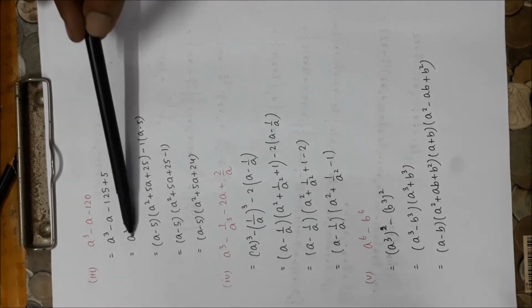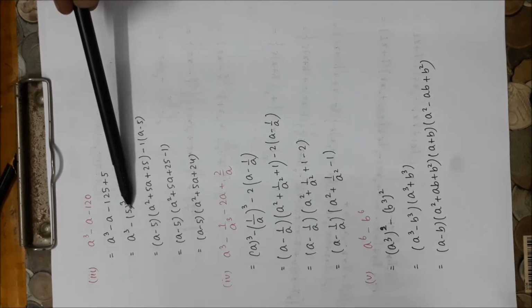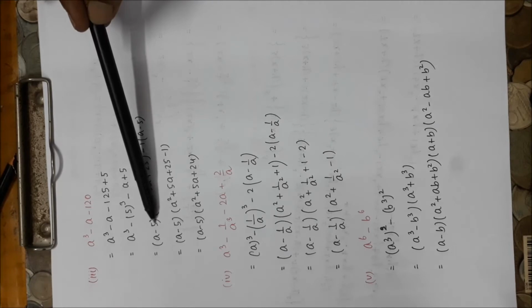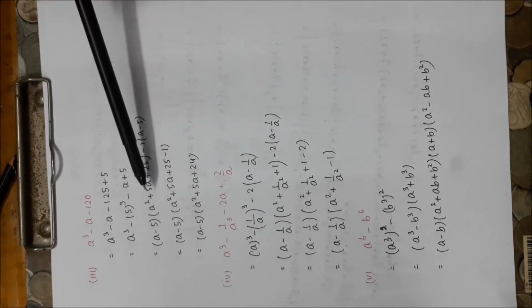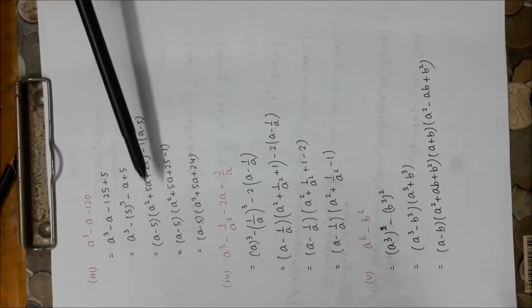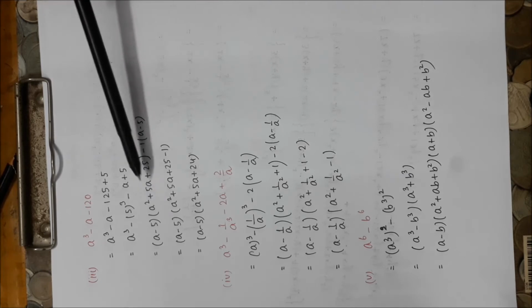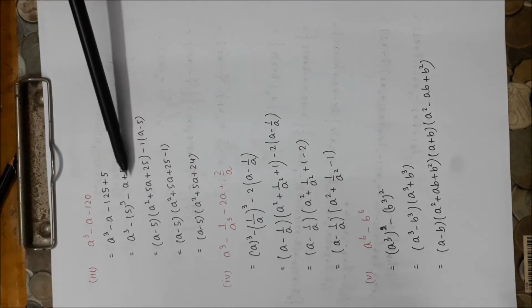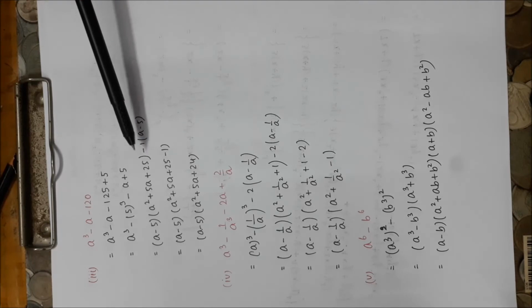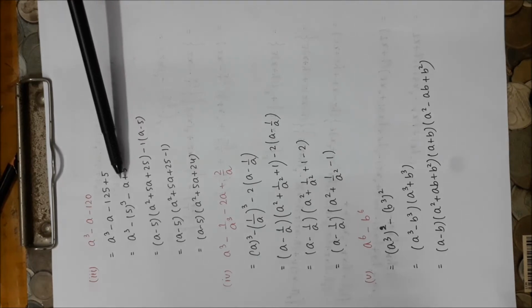Here we are using the formula of a cube minus b cube equals a minus b into a square plus ab plus b square, that is a square plus 5a plus 25, and from these two terms we are taking minus 1 as common, so we'll get a minus 5.